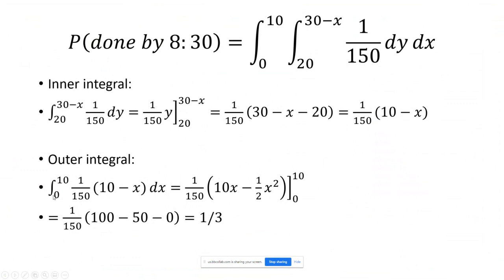So then for our outer integral, we have the integral from 0 to 10 of 1 over 150 times the quantity 10 minus x. And just using the power rule for integration, we end up with 1/3. So there's a 1/3 probability that the technician finishes by 8:30.